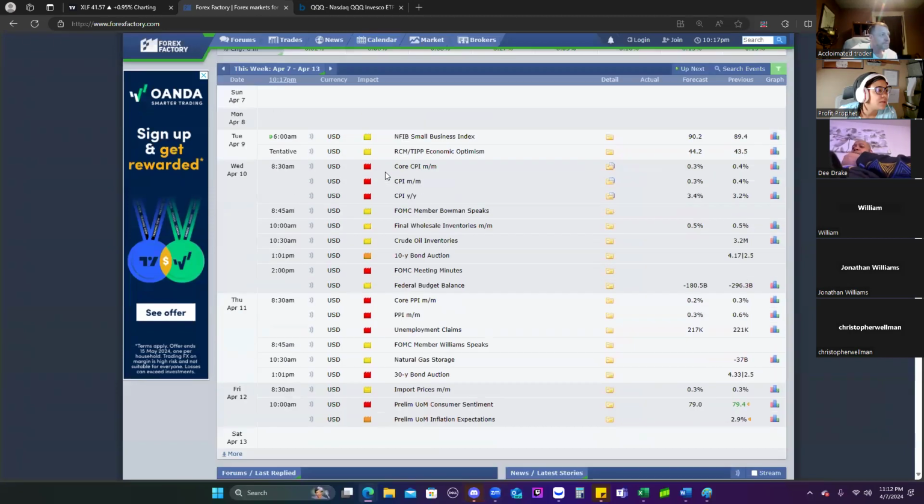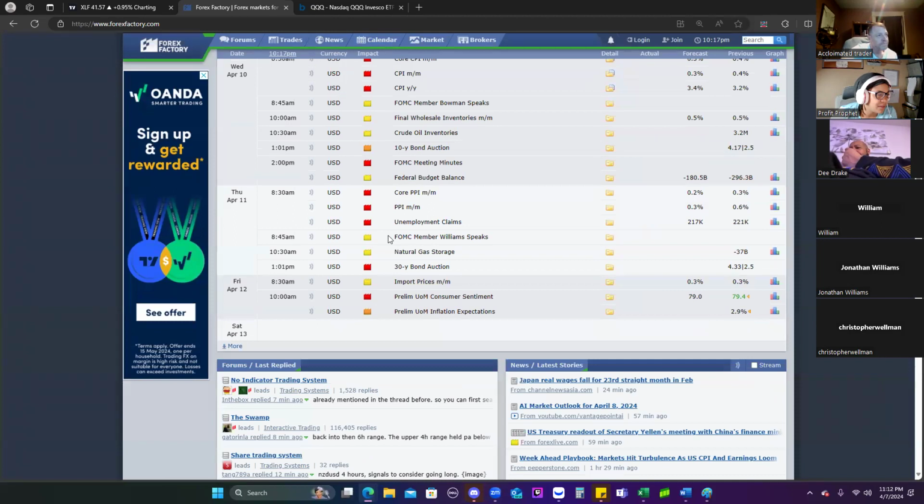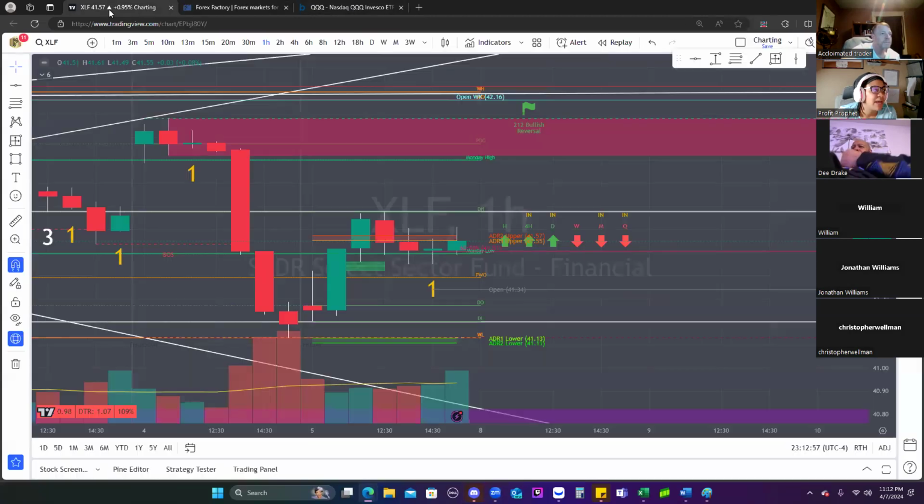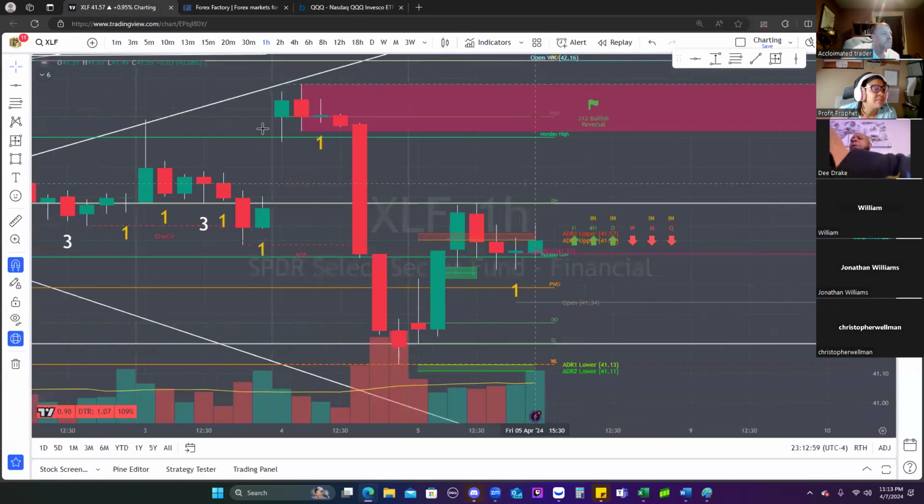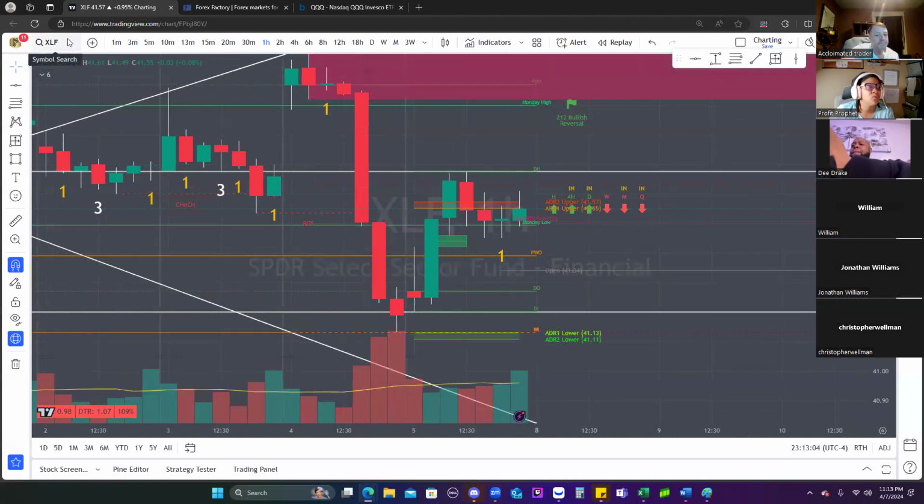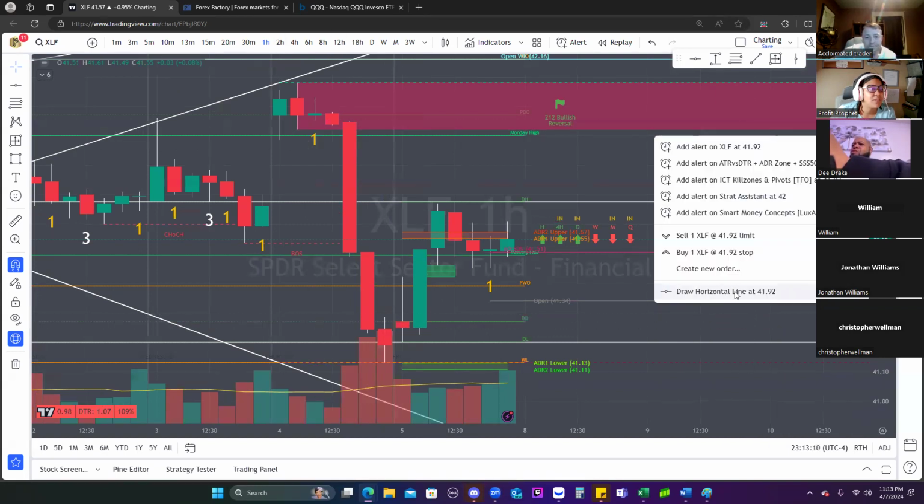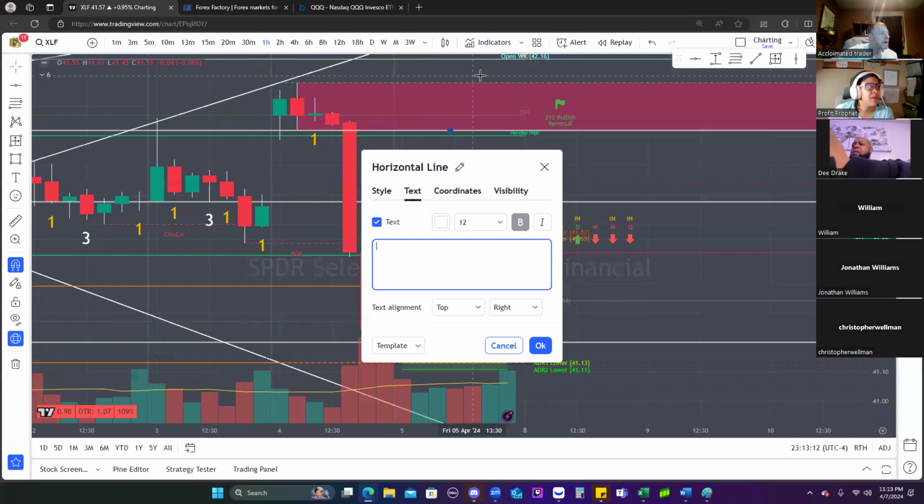Next week, bond auction and the Fed balance sheets. Lies from the Fed, more lies from the Fed. I feel like they traded sideways. I bet you if I pull up JP Morgan or Citi or anybody else, we're going to have something very similar to the structure. I am going to draw my order block lines so I know where we could possibly reject.